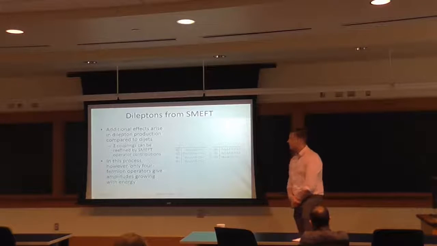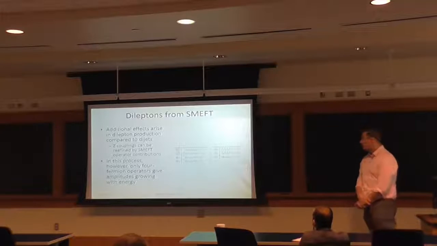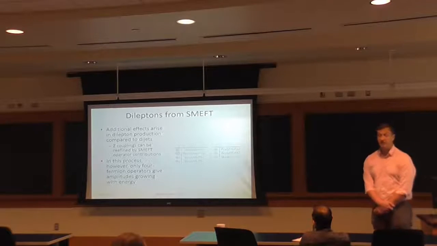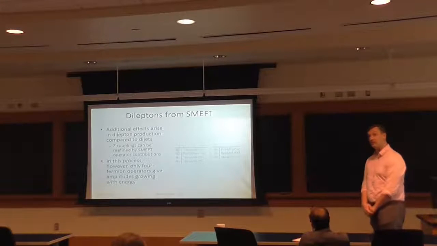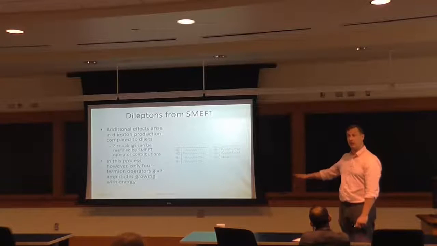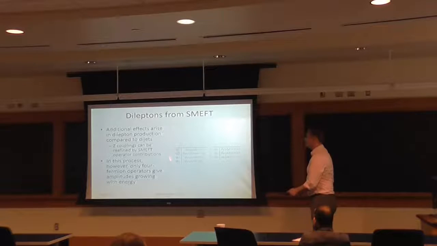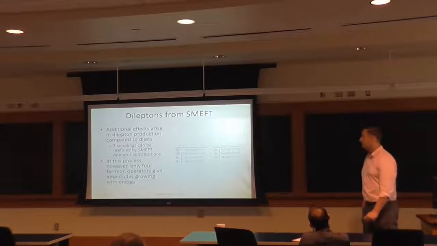The next thing we went on to do is to study dileptons in the same sort of way. There's a set of 7 dimension 6 operators that contribute to dilepton production at high energies with a growth relative to the standard model behavior. There's another set of operators that contribute proportional to the standard model, not growing. But if you look out in the tails, this is what you expect to be able to see most of.